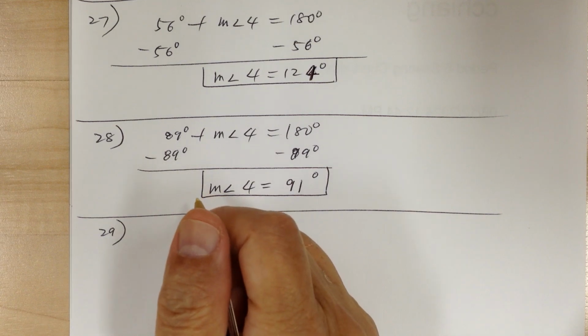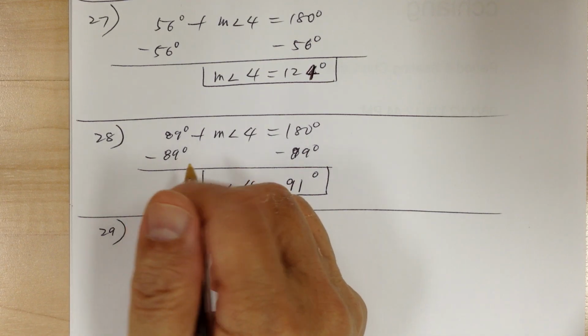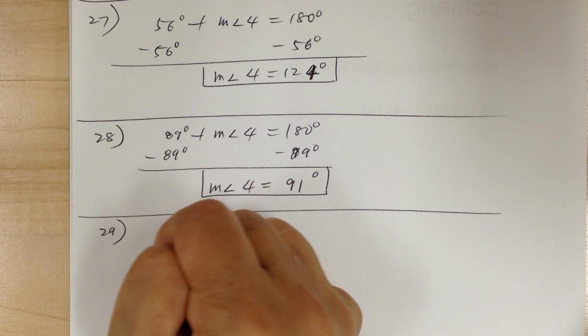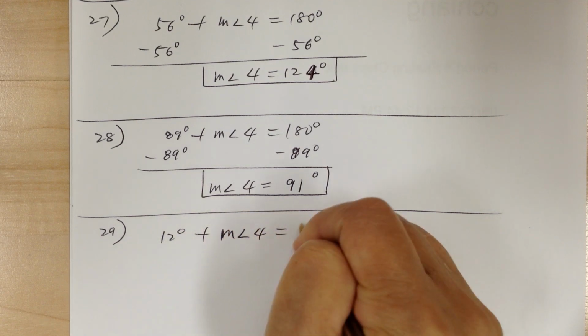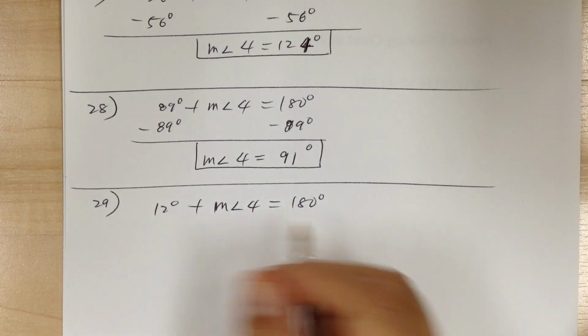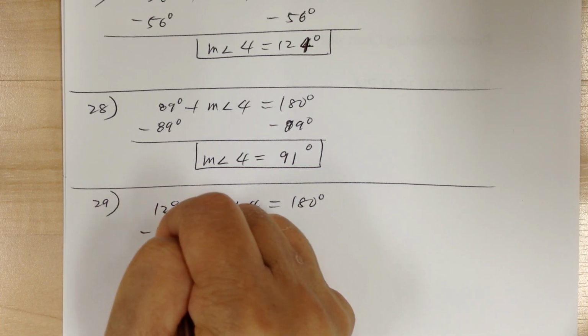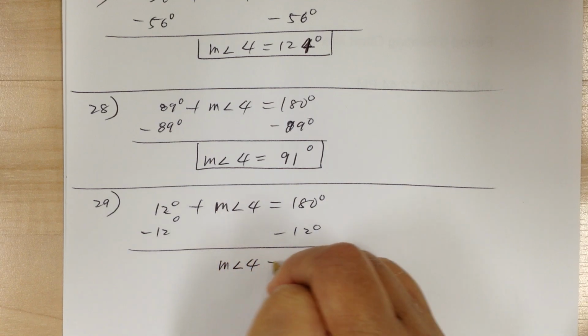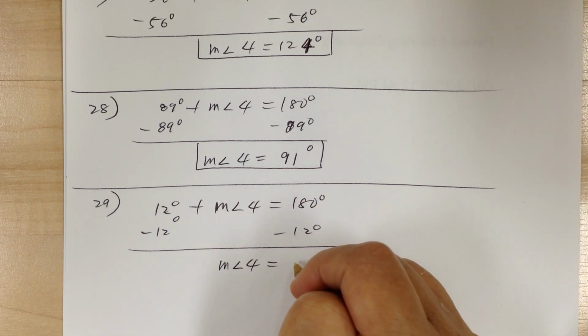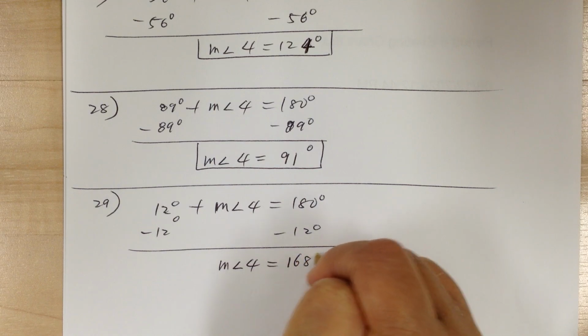Okay, 29. Measure of angle 3 equal to 12 degrees. So you got 12 degrees plus measure of angle 4 equal to 180 degrees, minus 12 degrees on both sides. So measure of angle 4 equal to 168 degrees.